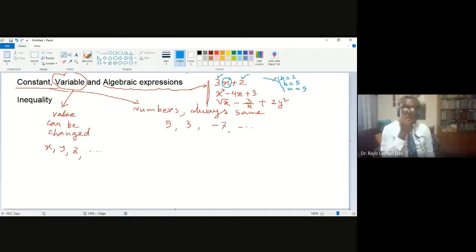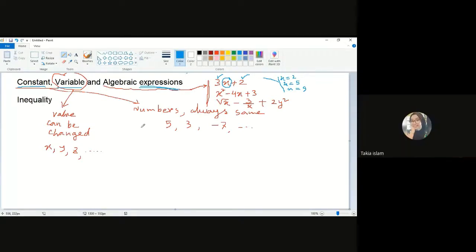Is that clear? So you have the understanding about what you understand by constant, what you understand by variable, and also what you understand by expression. Is that clear? These three things. Is it clear or not clear? Clear, sir. Yes, sir.